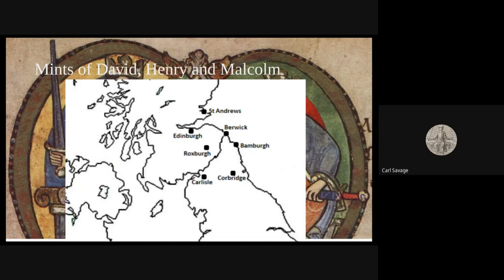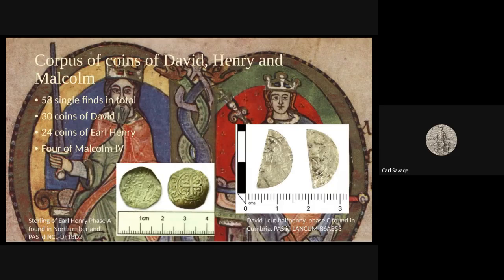There are a total of 58 single finds in this data set. The sources for the coins include the Early Medieval Coin database and the Portable Antiquities Scheme database, as well as data from the Treasure Trove in Scotland and other published sources such as the British Numismatic Journal's coin register and published notes.